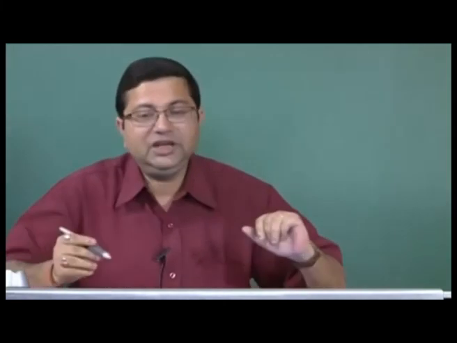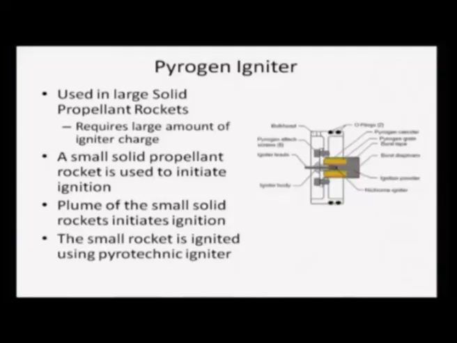We can also have a pyrogen igniter, which is nothing but a small solid propellant rocket in itself. Okay. Pyrotechnic is separate, it is not a rocket. The pyrogen igniter on the other hand is a small rocket in itself, where we have all the components of a rocket. There is a small propellant charge, as you can see the ignition powder is here, and this is a burst diaphragm. It will burst when the ignition pressure reaches a particular value, and then it will start to ignite the entire process. So, it is used in large solid propellant rockets because those require a large amount of ignition charge.